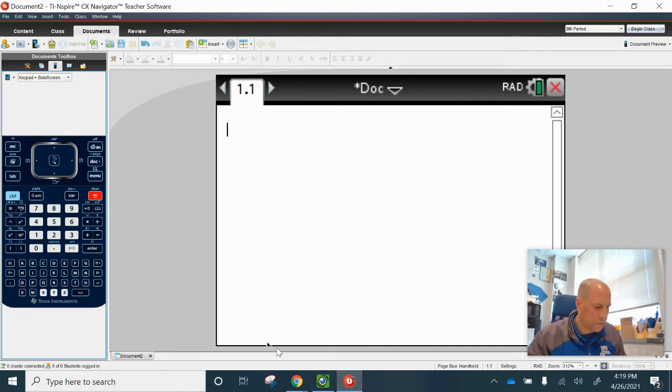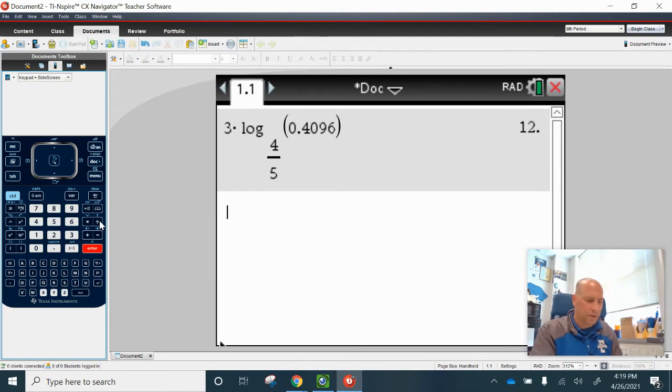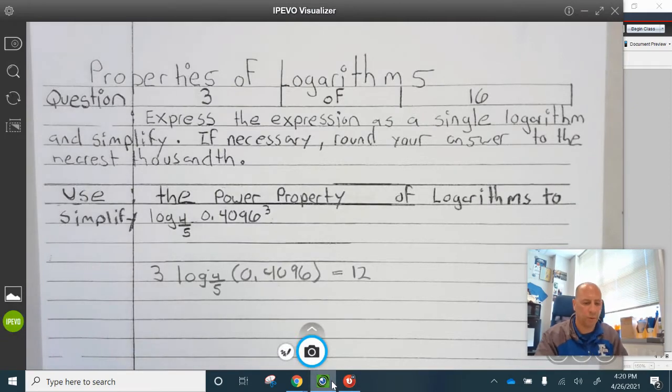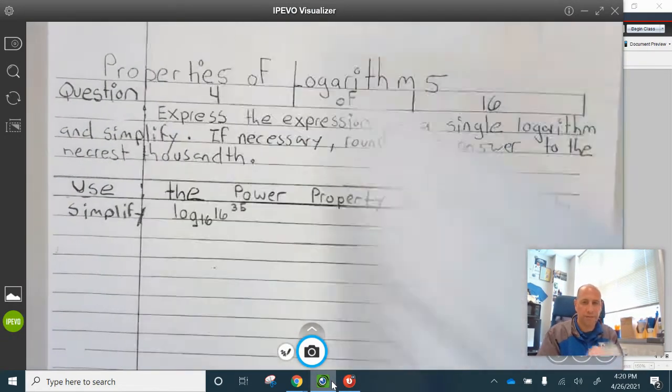So 3 times log base control divide 4/5 of 0.4096. The answer is 12. Go ahead and finish up question 3. All right.